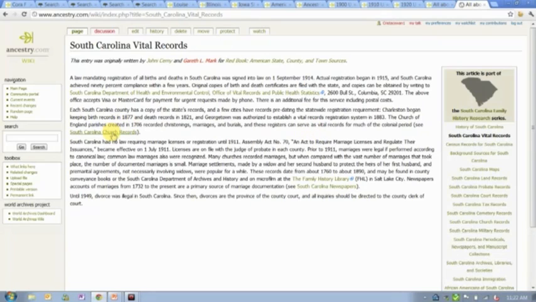And so then, of course, we provide you with links to how to find out more about church records in South Carolina. Now, all of that was just about births and deaths, other than this little piece here about marriages and Church of England records.